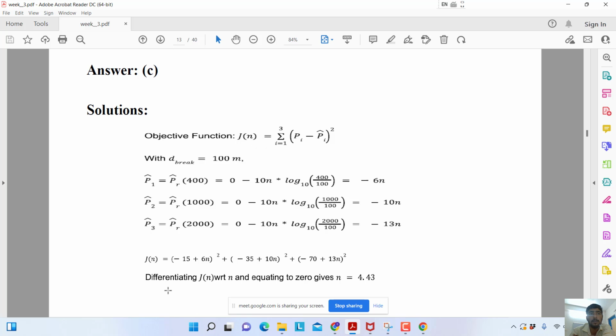So from there we will get that equation. We have to calculate the value of n. So what we will do, we just differentiate this equation and find the value of n. The time constant, I just write the answer. You can try on your copy. Just differentiate this equation in terms of n and equate to 0. From there you will get the value of n, which is 4.43. So option C is the right answer.